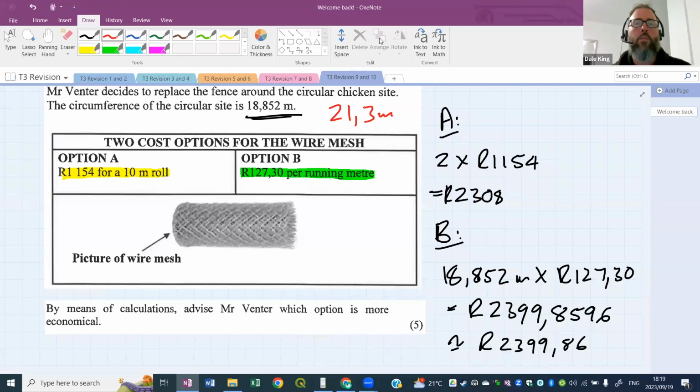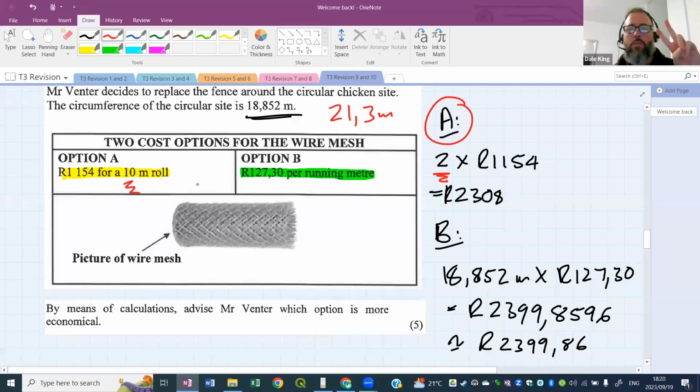Emmanuel, thank you so much for your help. All right, so there's 2 options here. We got A, we needed 2 rolls because he's got 18 meters of fence, and they only come in a 10-meter roll, so he has to buy 2. He needs 20. You can't buy 1, it won't be enough. If he buys 2, he'll have 20 meters, which is enough. Then you times 2 by 1,154 to get your overall price. Option B is just per meter, so it's 18.852 meters times 127 rand 30.